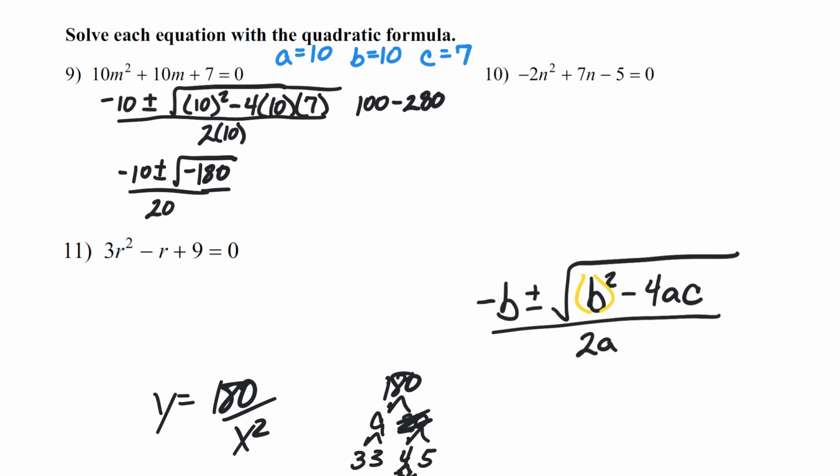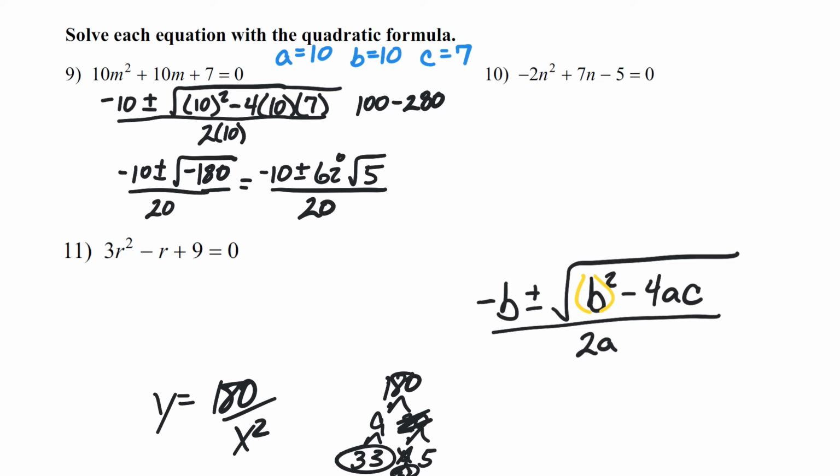This is 2 and 2, so anything that pairs out gets out. So that means a 3 gets out, a pair of 2s get out, and a 5 is left on the inside. So what this is, the square root of 180, excuse me, is 6 square root 5. Remember also that this is an imaginary solution, so it's going to be 6i square root 5 over 20.